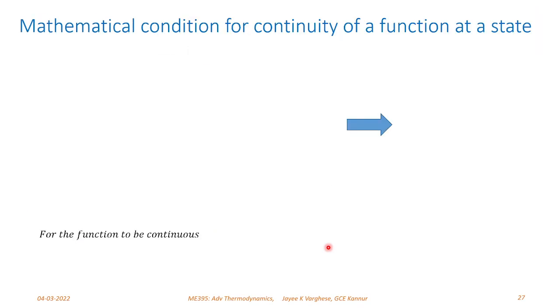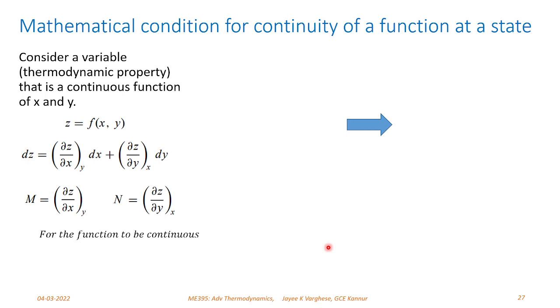First we will go to Maxwell's relations. Before going to Maxwell's relations, we can see the mathematical condition for continuity of a function at a state. Consider a variable, a thermodynamic property, that is a continuous function of x and y.